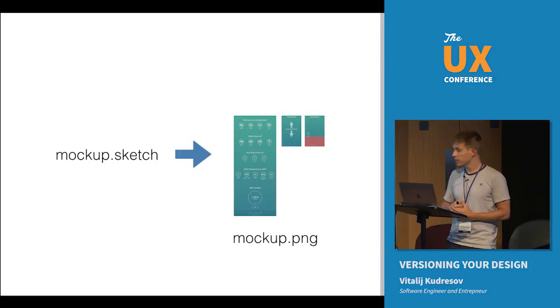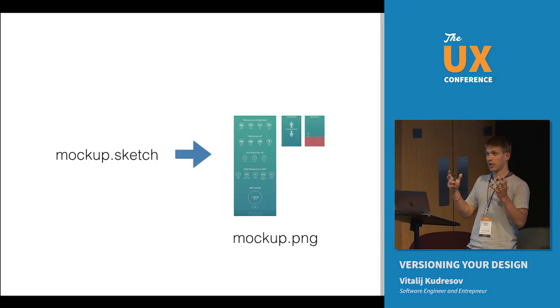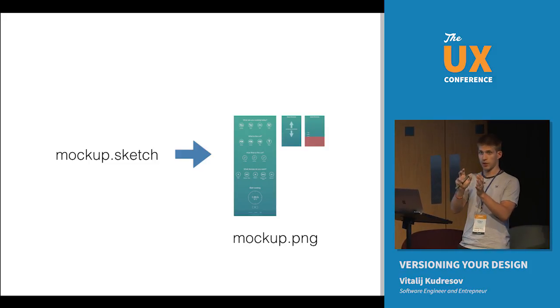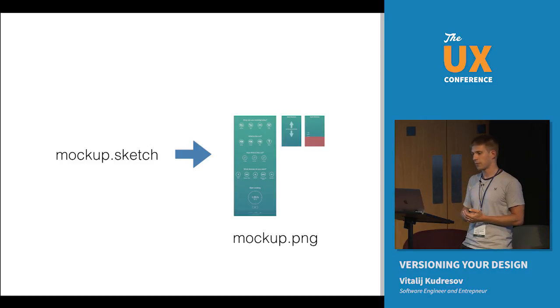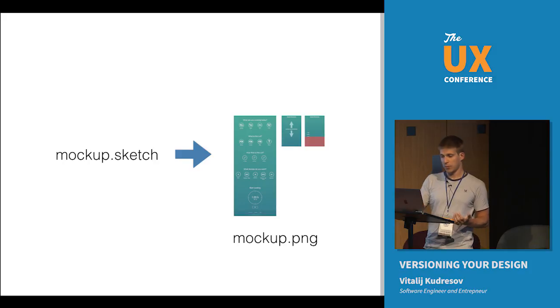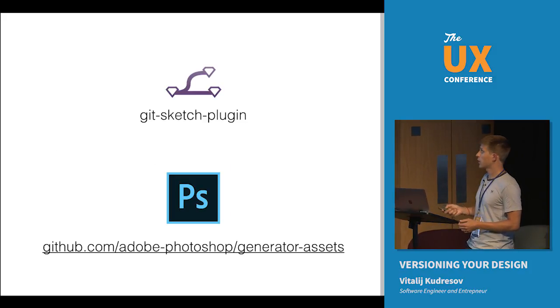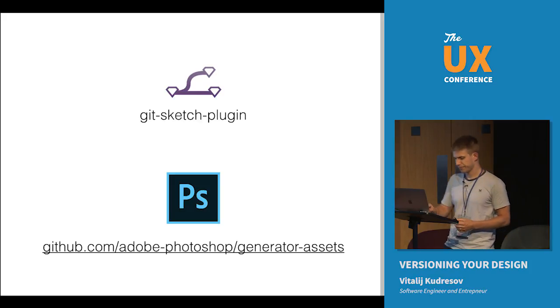So the way we do it is we take our Photoshop file or a Sketch file, and we generate a PNG for each asset. And that's what we use to do those differences on. It's not supported out of the box by Sketch or Photoshop, but there are plugins. This is a very popular plugin, the Git Sketch plugin. And there is one for Photoshop, which is a bit clunky to set up, to be honest, but it's out there.